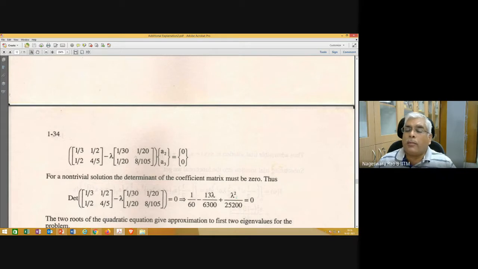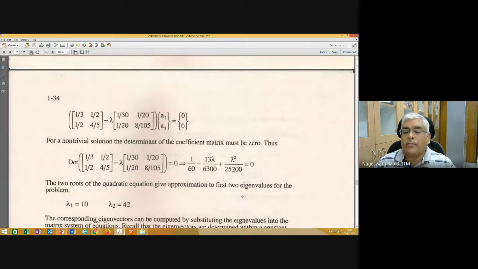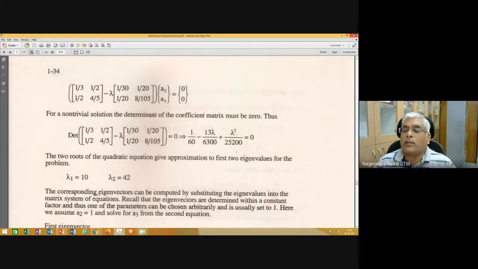So based on that condition, you can solve for lambda. Here the system is a 2 by 2 system. When you apply the condition that the determinant is equal to 0, you are going to get a quadratic equation in lambda. Lambda is going to have 2 roots. You need to solve for the two values of lambda. Those 2 values of lambda are going to give you the 2 eigenvalues.